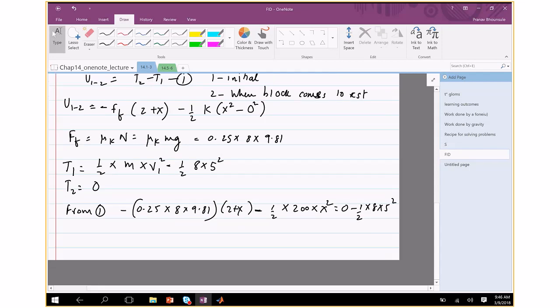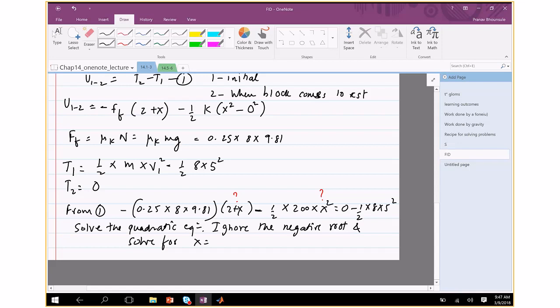When I write this equation, you see that the only unknown is x. It appears here, it appears here. So you will get a quadratic equation. A quadratic equation has two solutions. In this case, when you solve this, you'll see that one root is negative and one root is positive. The negative root should be discarded because it gives a nonsensical value. X has to be positive. So solve the quadratic equation, ignore the negative root, and solve for x. So x comes out to be 6875 meters.